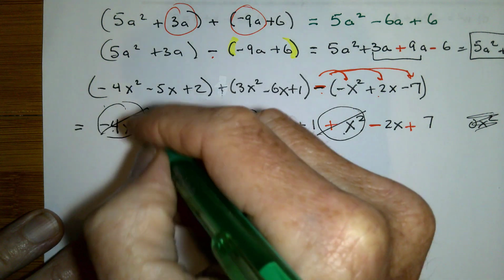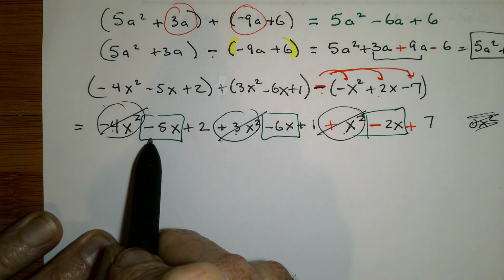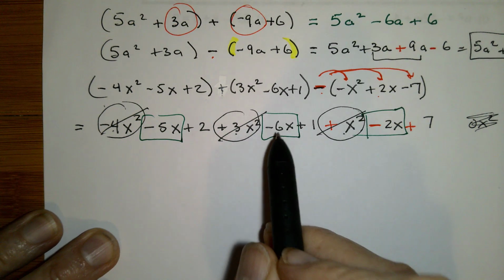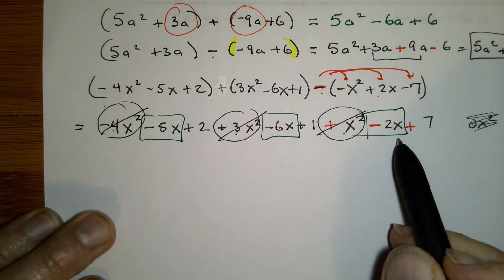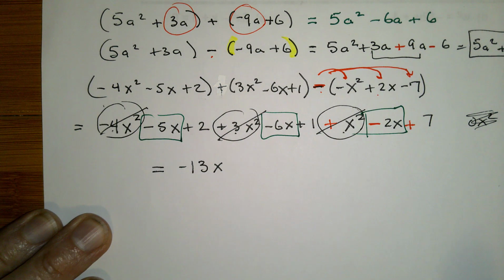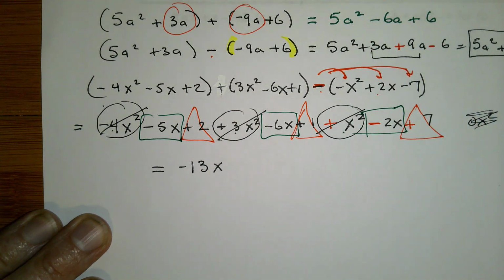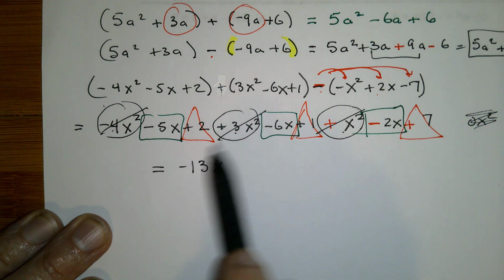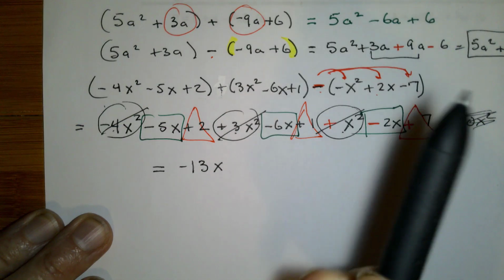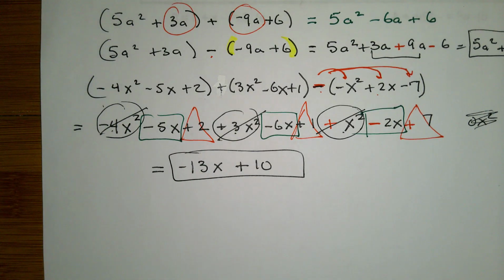Next, I have some x terms. These are like oranges, and I'm combining all the oranges. So a negative 5x and a negative 6x is a negative 11x. And then take away 2 more is going to equal negative 13x. And then lastly, I have a constant of 2, constant of 1, and a constant of 7. So those are like grapes. 2 grapes, 1 grape, and 7 grapes. So that's going to add up to a positive 10 constant. There you go. That's an example of adding and subtracting like terms. Okay, we're going to change it up a little bit and do some multiplying next.